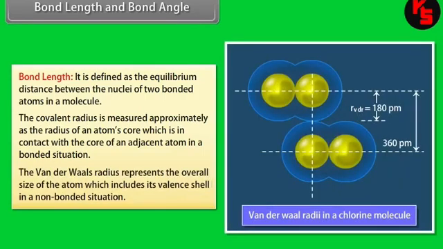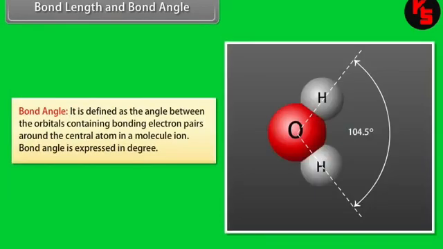The van der Waals radius represents the overall size of the atom, which includes its valency shell in a non-bonded situation. Bond angle. It is defined as the angle between the orbitals containing bonding electron pairs around the central atom in a molecule ion. Bond angle is expressed in degree.